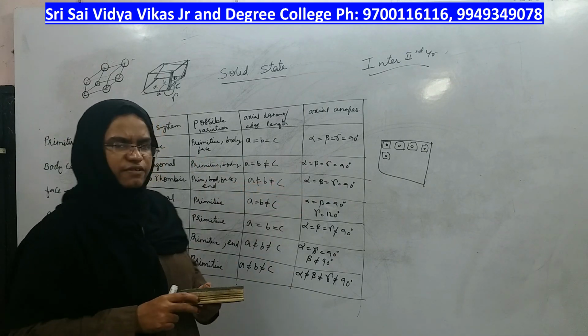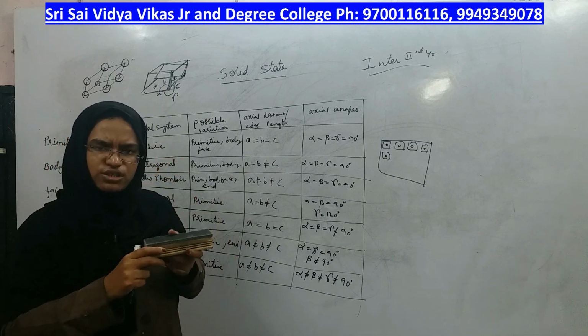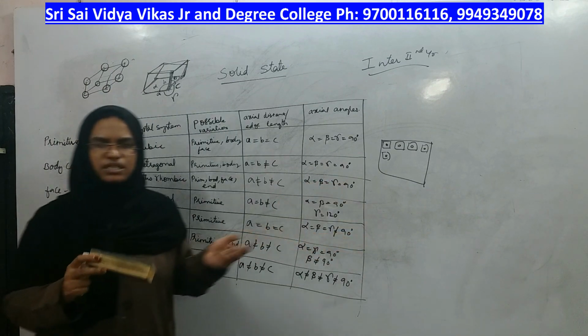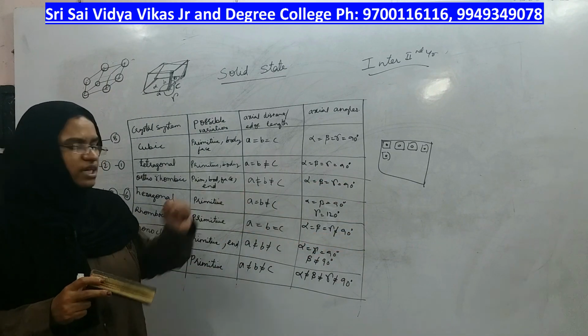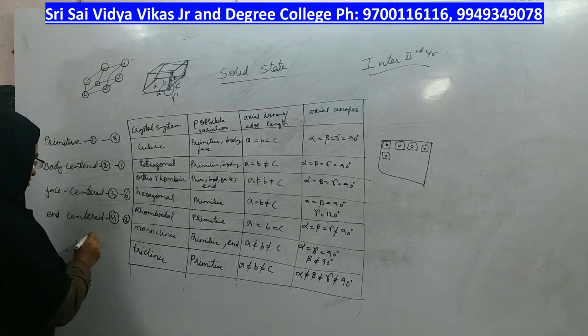And when you come to the angles, as they are straight horizontal or straight vertical, angles will be same, alpha is equal to beta is equal to gamma is equal to 90 degrees, right. Coming to the next shape, hexagonal, hexa means this way.